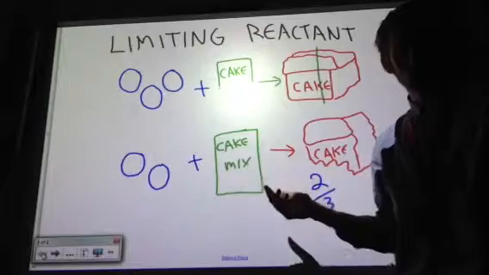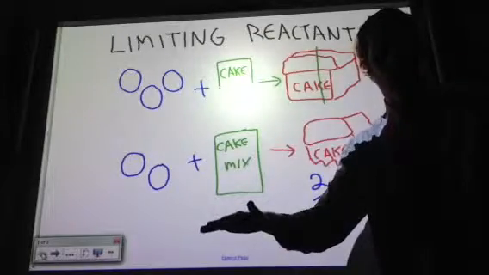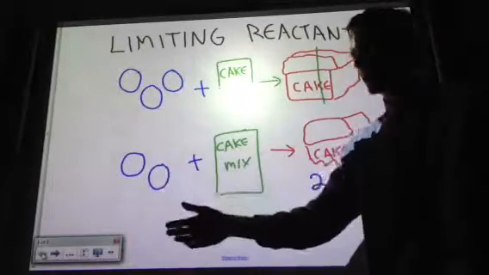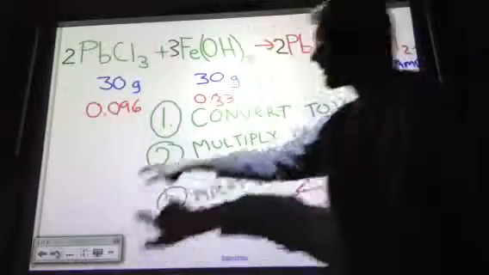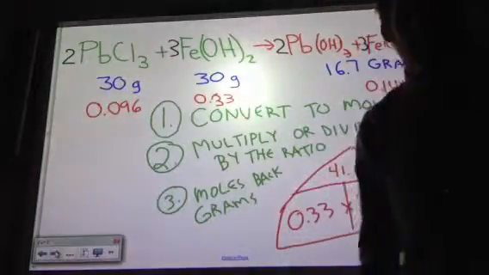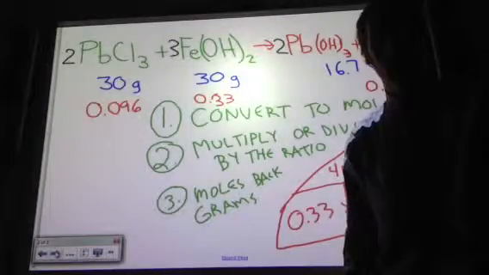So which one is right? The one with the lower amount. Because it's limiting the reactant. The eggs are going to run out first. And in this case, the PbCl3 is going to run out first. Okay?